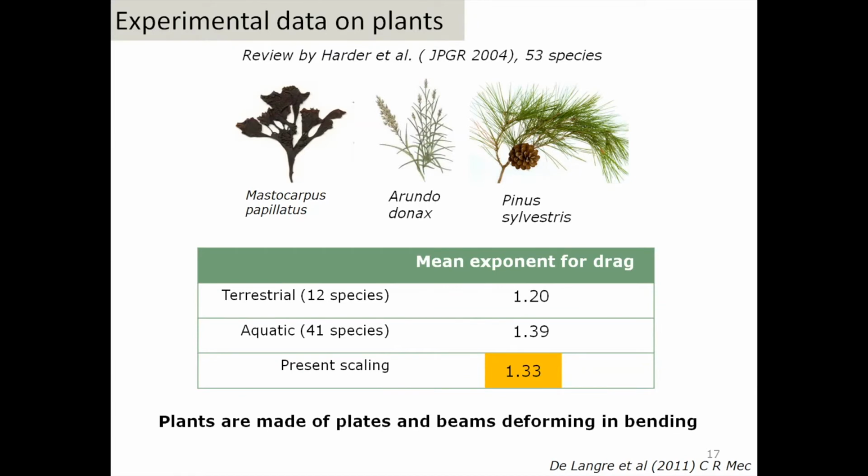So what does that mean? This means that, of course, the geometries differ, but all these things are made of plates and beams and shells, and all of this deforms in bending, essentially. So as soon as you deform in bending, you are going to have a 4/3 exponent.